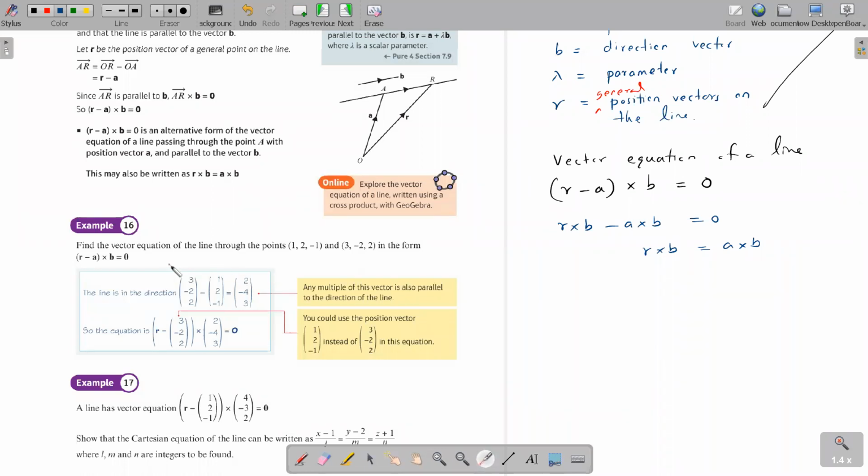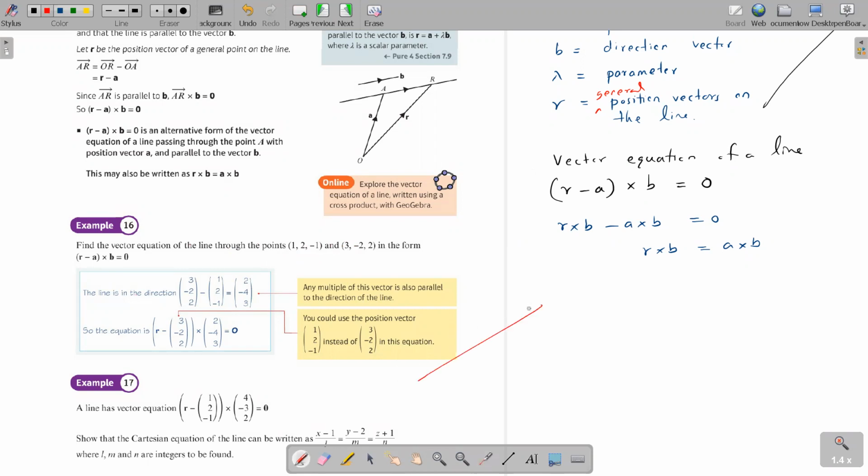Okay, and then children, the example here: find the vector equation of the line through the points (1, -2, -1) and (3, -2, 2) in the form (r minus a) cross b. Now again, the methods that you use here are quite similar to the methods you use in P4, because they have given you two coordinates. They have not given you a direction vector of the line. So how can you use the two coordinates to generate a direction vector, children?